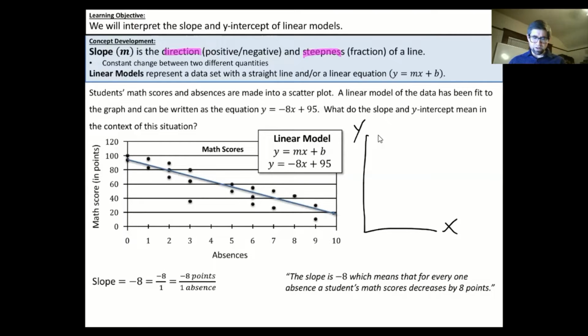This would be a very flat line with a small or low slope. Let me just give you a number. Maybe I could say that slope would be 1/4. See, we can have a fraction that's very small.